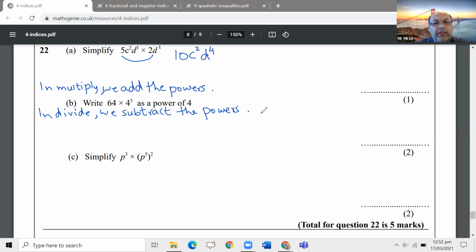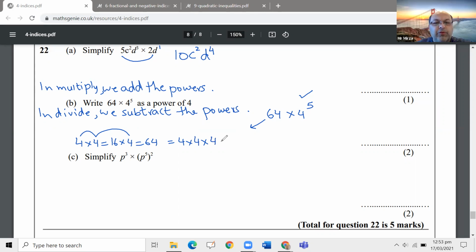The second question is 64 times 4 to the power 5. We need to write as a power of 4. This is already power of 4, so we are fine with it. But 64 has to be changed in base 4. So if you try this question on the side, you can do 4 times 4, which is 16. 16 times 4 is 64. So there are 3 4s you need to make 64. That is what 64 is.